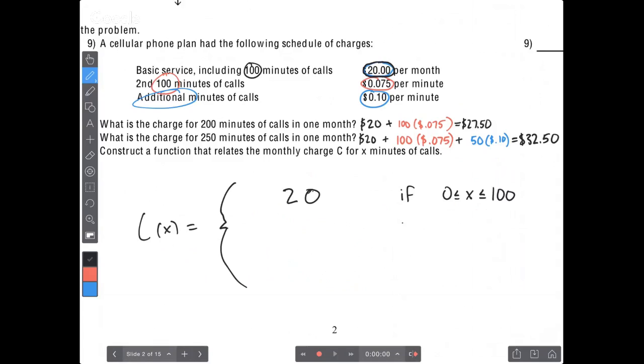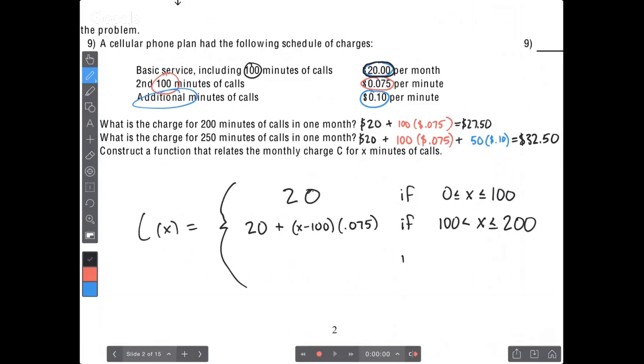Cool. And then the next domain restriction is if we're between 100 less than X less than or equal to 200. Well, now you're going to pay that 20 bucks plus you're going to pay 75 cents for each value of X over 100. No, 7.5 cents. Sorry. Keep doing that. 0.075.